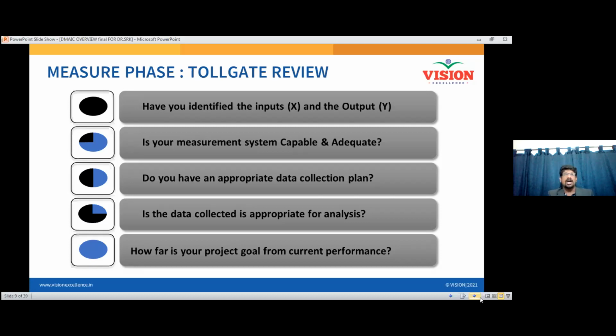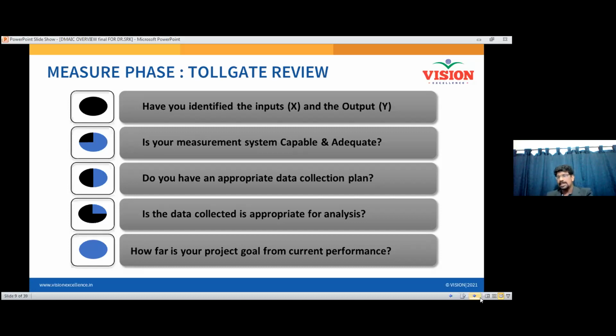For example, I want to reduce my inventory from this percentage to this percentage. That will be the project goal, because during the define phase itself, when we get approval for the project, the goal must be present there. Then only the top management will approve your project, right? So the project goal will help you to focus on the project.